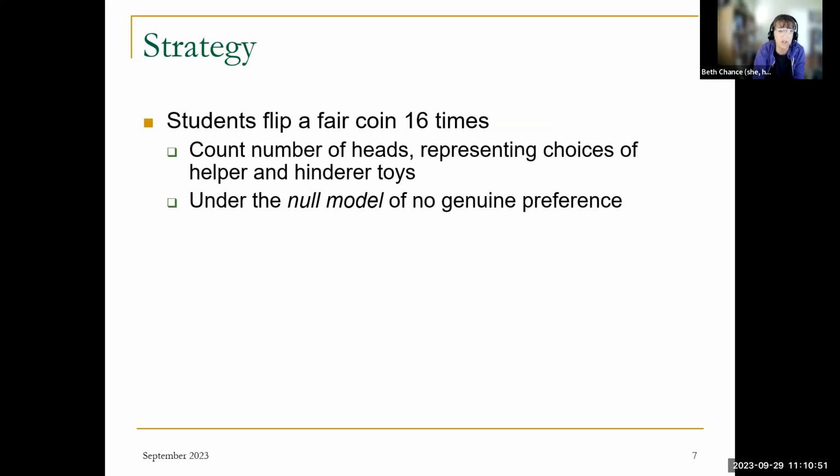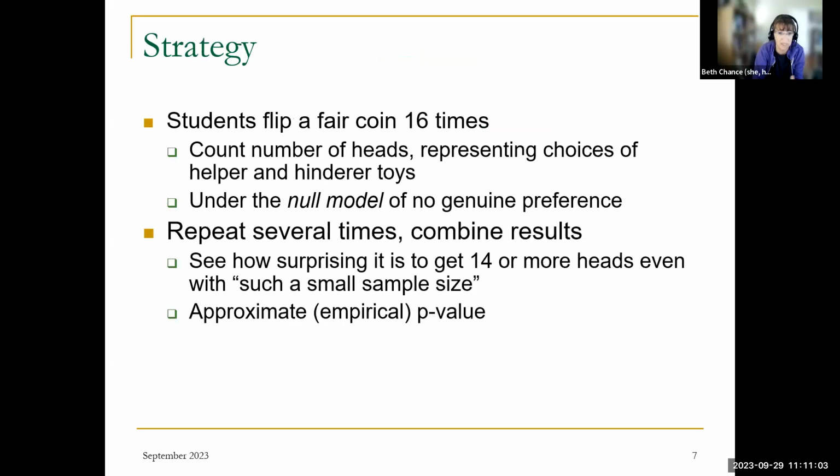So I will give each student a coin and ask them to flip it 16 times. That's why we start with a small study. Have them count the number of heads and then come to the front of the board and everybody shares their results for the number of heads. We build up this distribution. Maybe we call it a null model, or a null distribution, but we really don't need that language yet, right? We just want to see where 14 is on that graph. And we want to decide if 14 or more could happen even with such a small sample size.